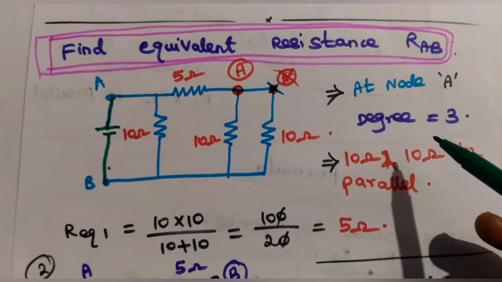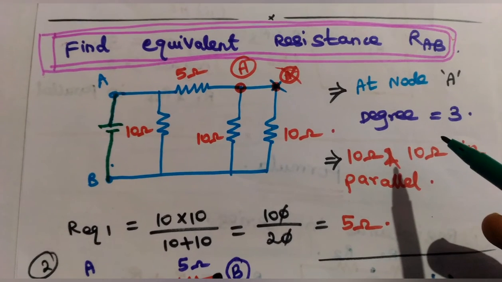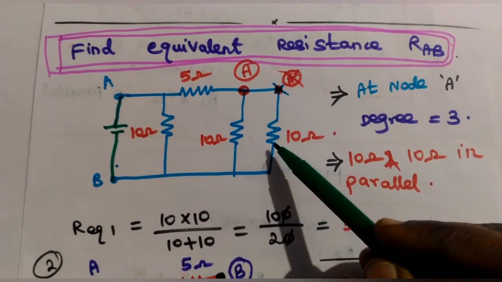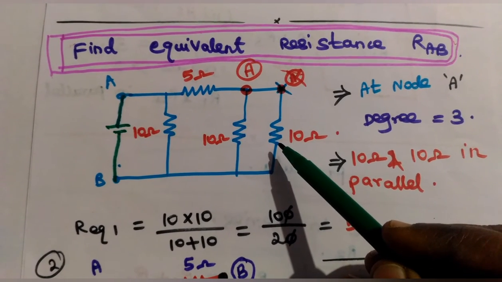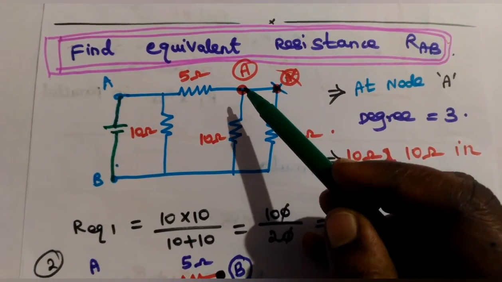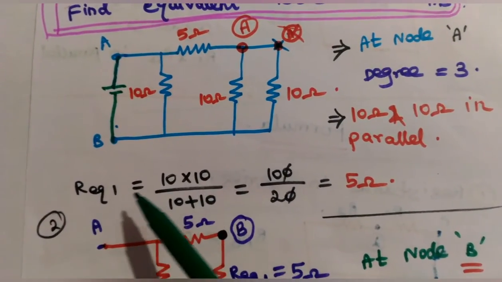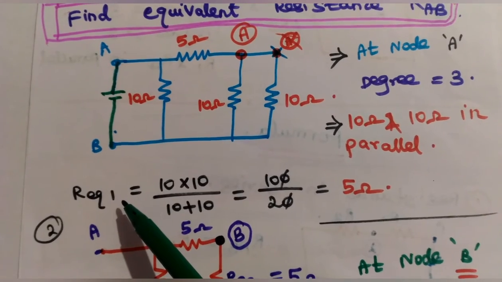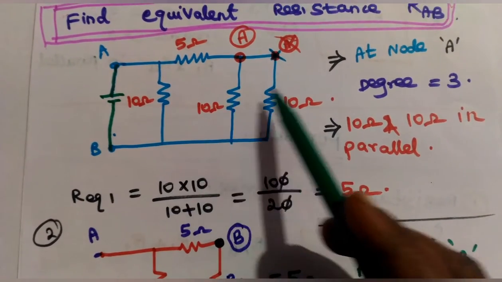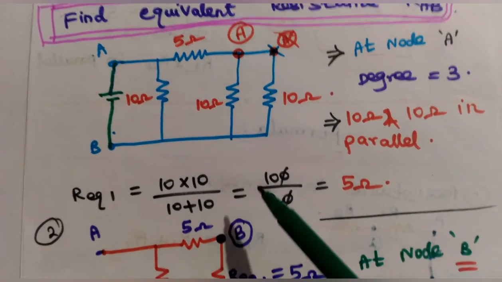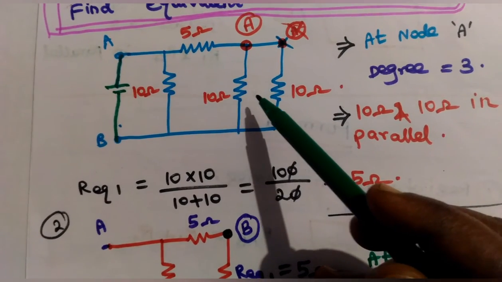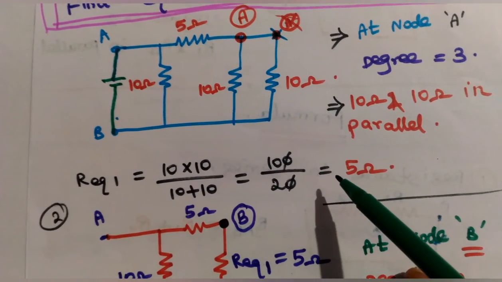Suppose the degree of the node is greater than 2, already I said that the resistances are in parallel, right? That is, these two resistances are connected in parallel. It is identified by just identifying the degree of the node. Now apply the parallel combination formula for those resistances, 10 ohms and 10 ohms. So R equivalent 1 is equal to R1 into R2, that is 10 ohm into 10 ohm divided by 10 plus 10. Then finally we get the 5 ohm resistance, that is, after simplifying the parallel combination of these two resistances we get the value as 5 ohms.